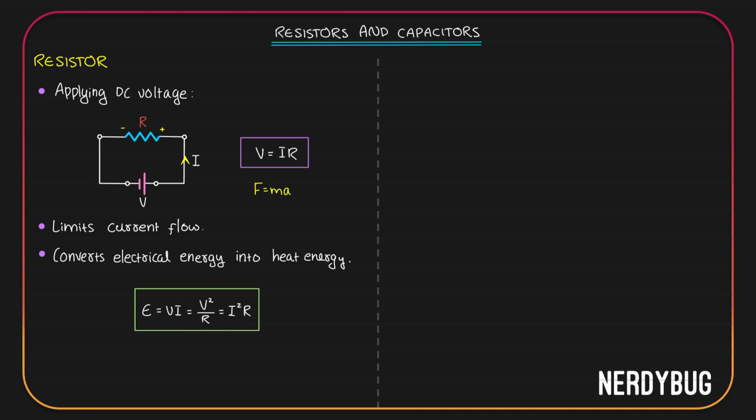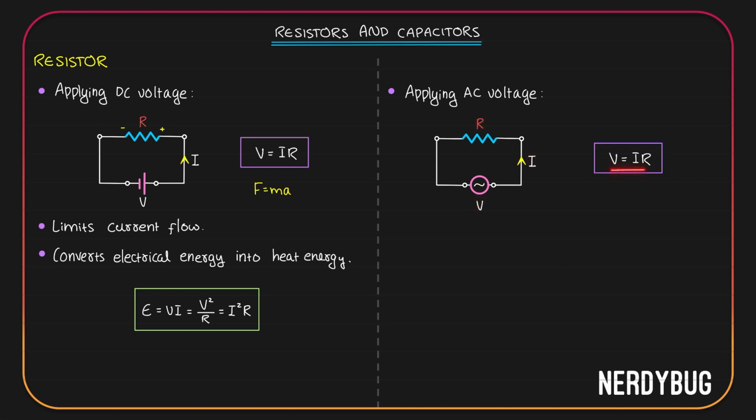Let us now take another resistor of the same resistance R. This time I want to apply an AC voltage. Here also the relation between applied voltage V, current I and R can be written as V equals IR. The only difference is V is alternating. So for example, if you take V equals V naught sine omega t, then I is going to be V naught divided by R sine omega t. So current is also going to be alternating.